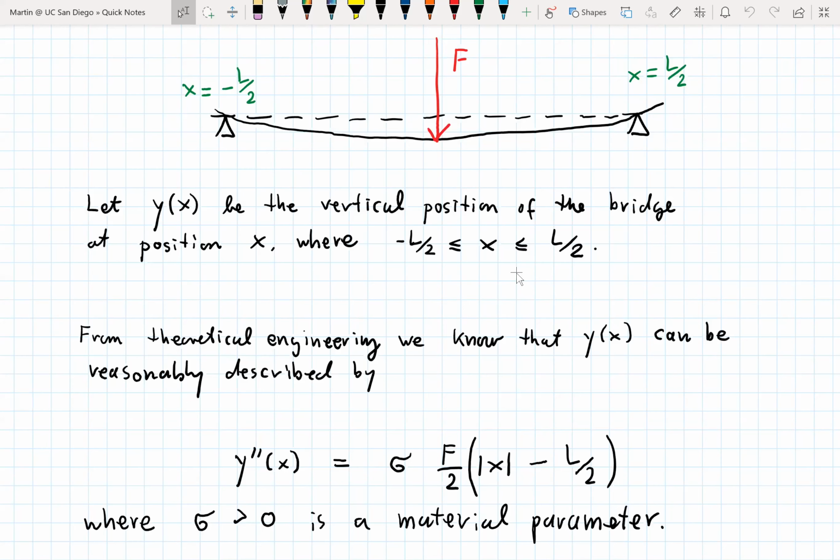The differential equation does not give us y itself, but it tells us that the second derivative of y obeys some formula. Intuitively, y prime prime, the second derivative of y, describes the bending of the bridge. So we see, okay, the second derivative of y is proportional to F, the force that is applied. I think that's intuitive. And at any position x, we have got this term, absolute value of x minus L over 2. And if you think about it, this last factor, absolute value of x minus L over 2, just tells us how far we are away from the endpoints of the bridge.